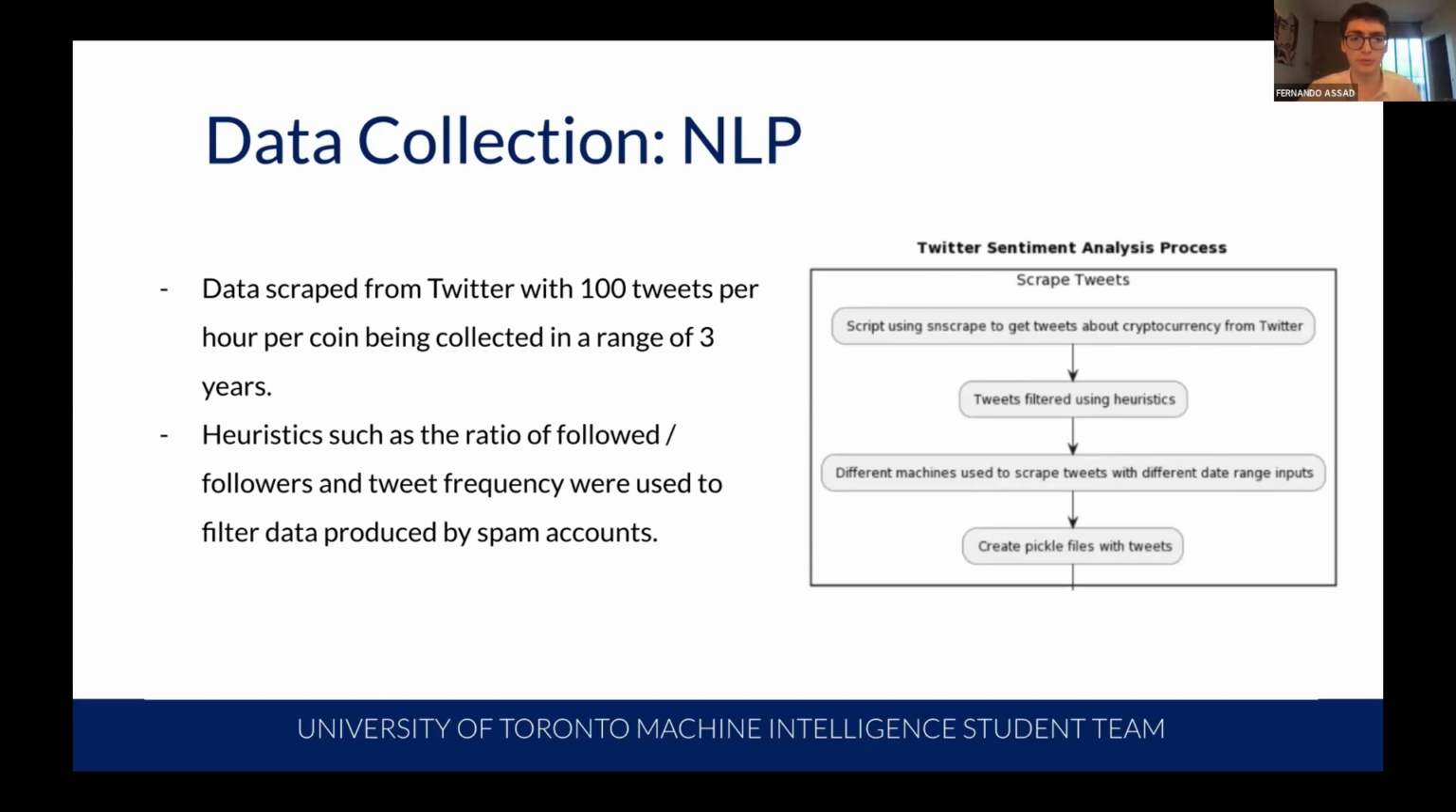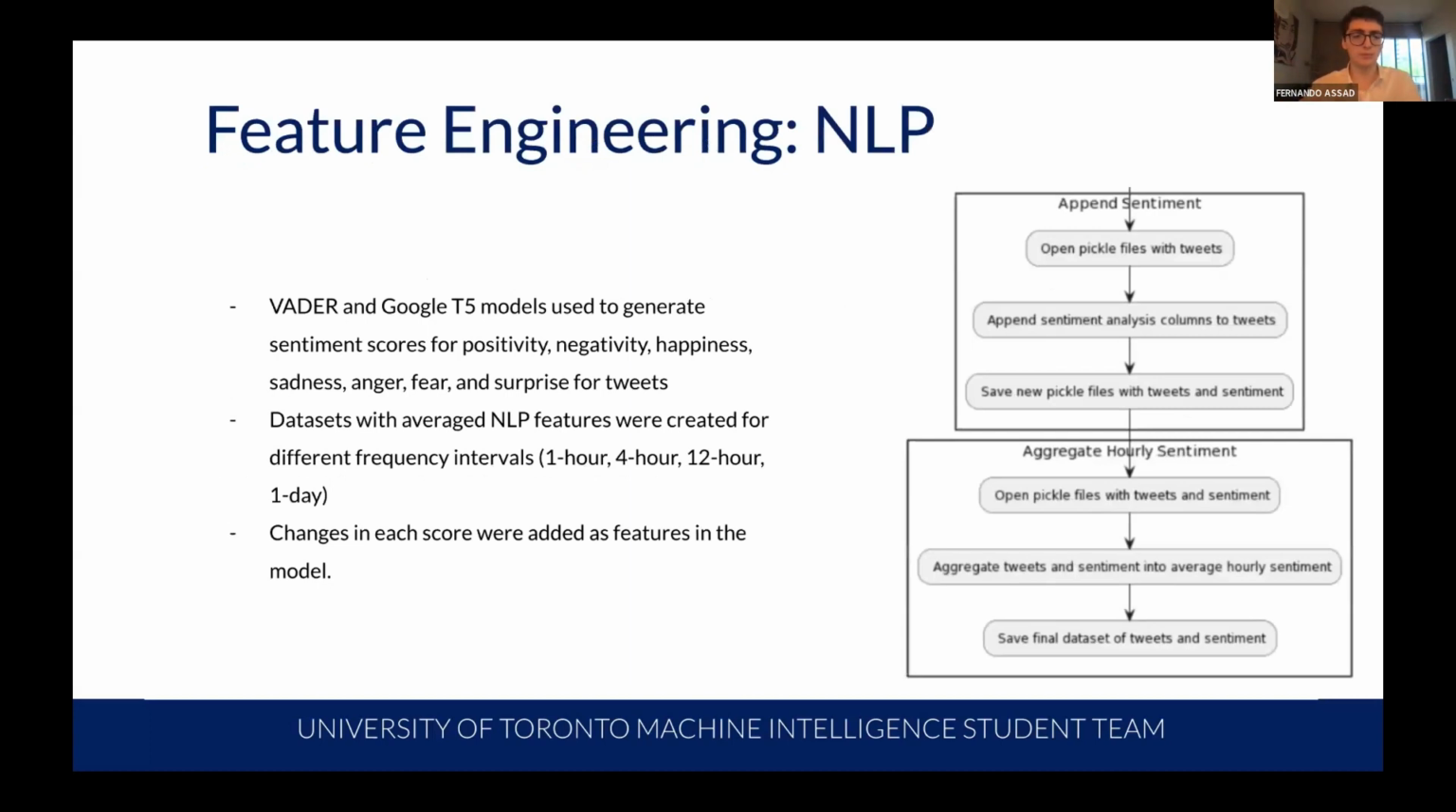So we want to remove that. Once we had this data set, what we wanted was to aggregate all the tweets with a sentiment score. To do that, we use two pre-trained models, Vader and Google T5, to get scores for positivity, negativity, happiness, sadness, anger, fear, and surprise. So we got this whole spectrum of sentiments.